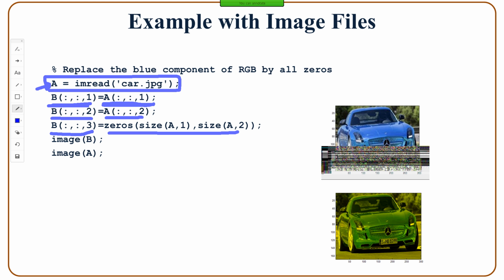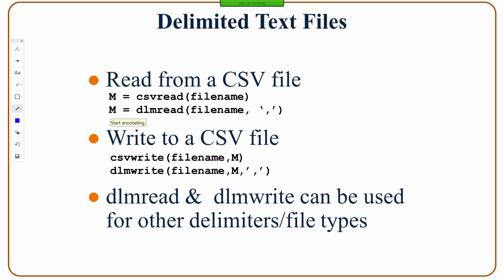You can read data from a CSV file. CSV files are actually just text files delimited by commas. So you can use either way, either CSV read or DML read. If you use DML read, you have to give it the delimiter, in this case the comma. On the other side, when you want to write to a CSV file, use CSV write, and similarly you can also use DML write, and you give it the comma as the delimiter.